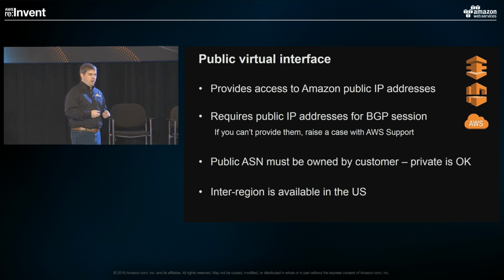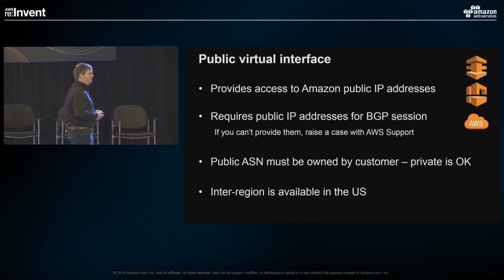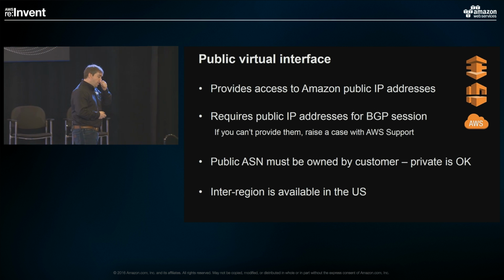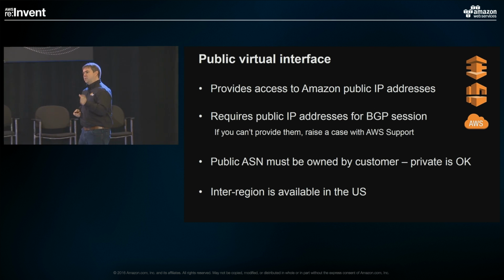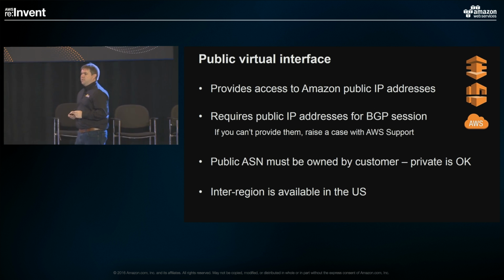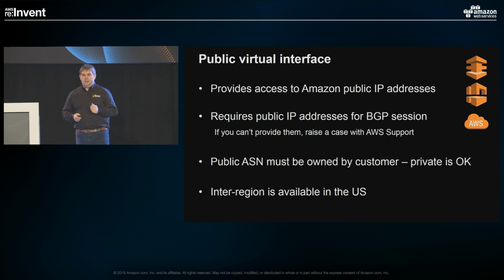If you're going to use an AS number that is public, you have to own that AS number on a public virtual interface. If you don't, that's absolutely fine. You can use private AS numbers. But if you specify a public one, again, we're going to verify that you actually own that before we enable that virtual interface. And that's why there's a window of time, up to about 72 hours possibly, to validate the ownership of those IP addresses and that AS number.